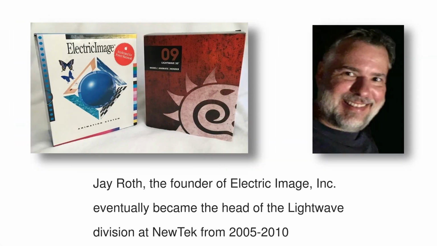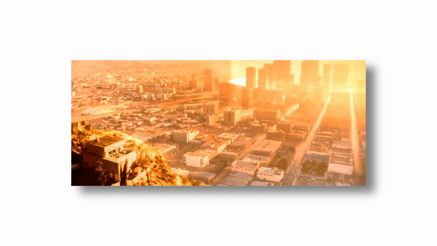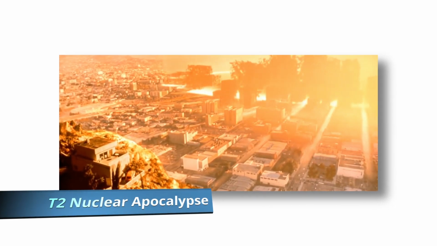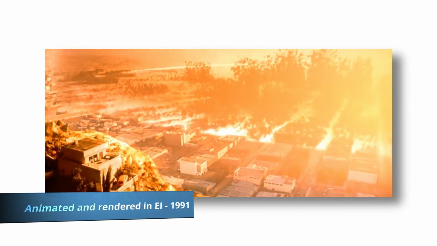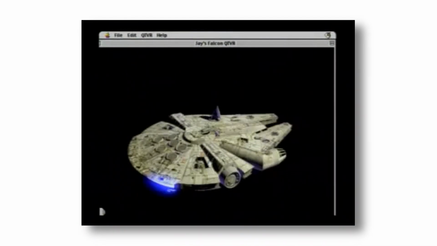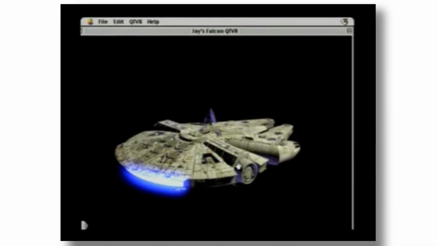Electric Image entered the 90s at the perfect time. With the price of hardware dropping, it found increasing adoption in Hollywood and was used on films such as Terminator 2 and TV shows such as The X-Files. One of Electric Image's strongest features was its render engine, which was capable of producing film-quality results in a reasonable time frame, even using the comparatively slow Macintosh hardware of the day.